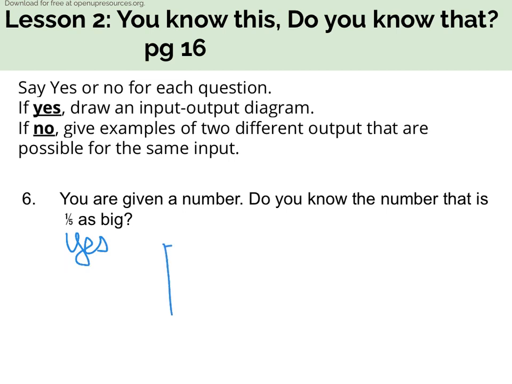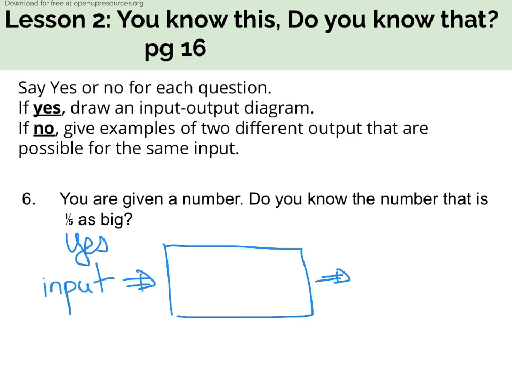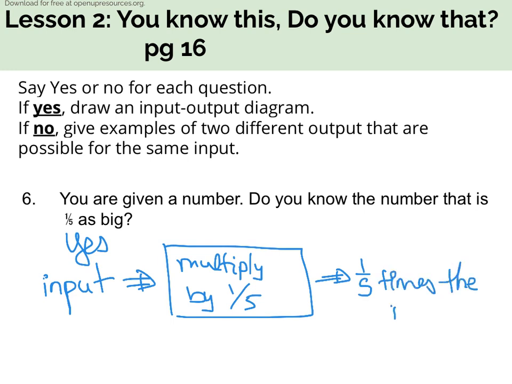Let's actually draw that function box, right? So we have our input, and our input is just input. We don't know what the input is, but we know we're going to put something into it, and we're going to multiply by 1/5. And then what do we have? We have 1/5 times the input, right? So are we only going to get one answer with one input?